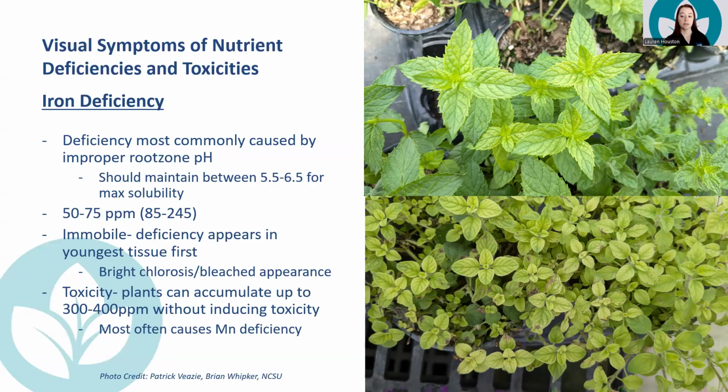Iron toxicity is relatively rare in CEA crops, as iron can accumulate to high levels without causing plant stress. It's more likely that having an excess of iron would cause a manganese deficiency before resulting in a true iron toxicity.